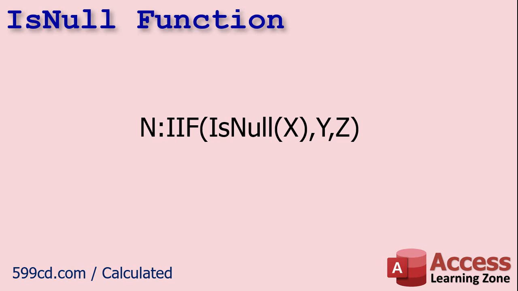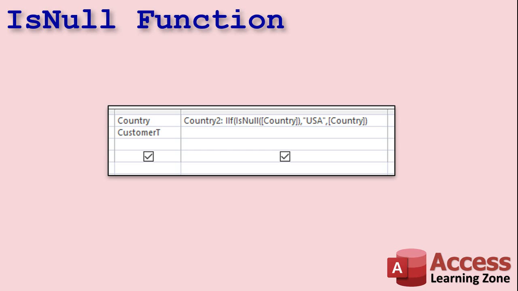Here's an example. This creates a calculated query field called n, and it says if x is null, set n equal to y. If not, set it equal to z. And again, if you don't know what calculated query fields are, well, you know what to do. Go watch that video. Here's a perfect example. In my databases, I don't usually enter a country value for my customers in the United States because I'm in the United States, and so that's just my default, right? Blank means USA. So if you want to make a calculated field showing USA in place of a null value, you can use the if function with is null.